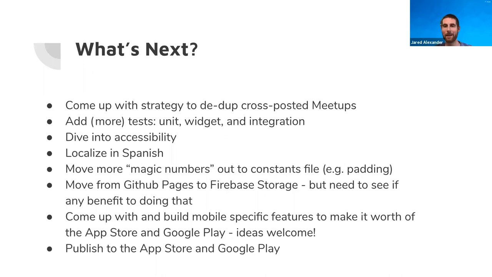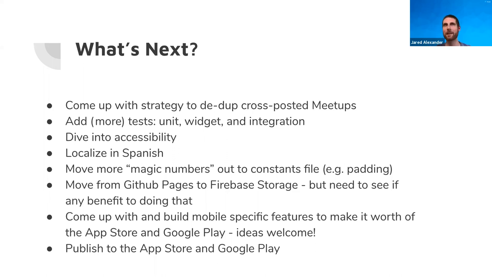I'd like to actually take the step. I have English working. Even if I'm using Google Translate, I'd like to try to get some Spanish in the app just to test that out and make sure that it works correctly. Also, move more magic numbers outside of my widget code and into constants. I've done some of that, but definitely room for improvement there.